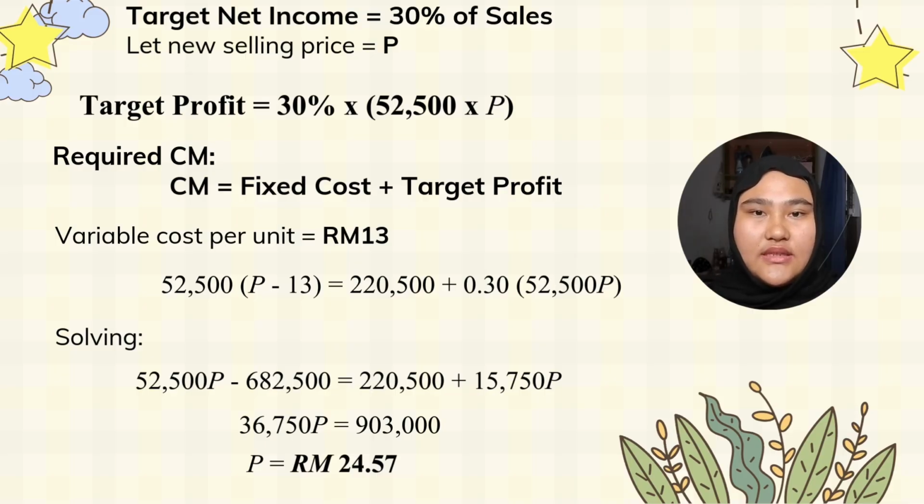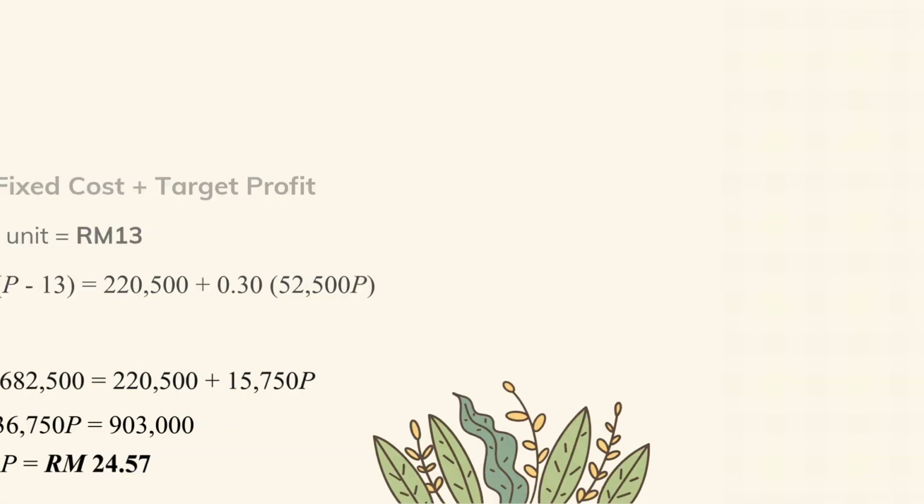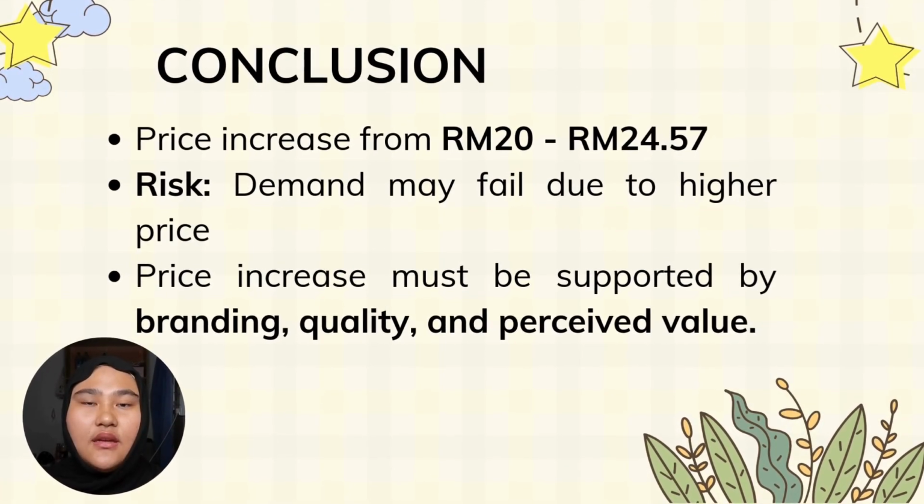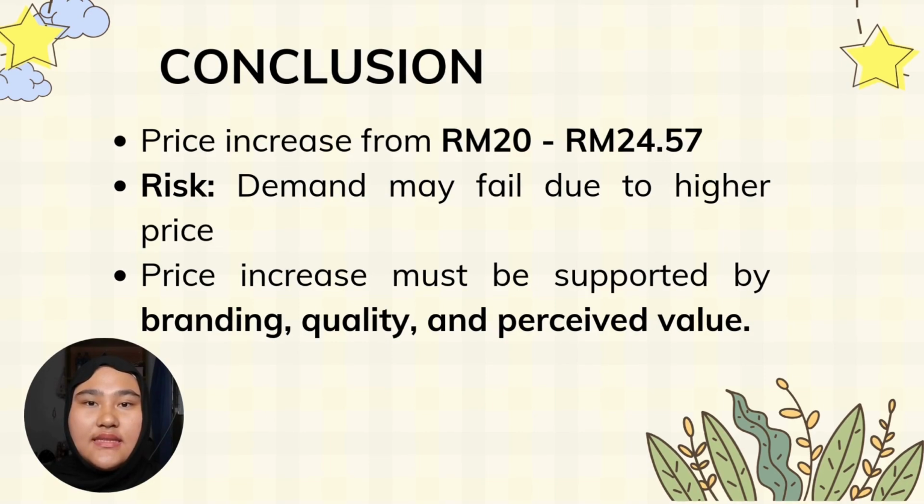After solving the equation, the new selling price is 24 ringgit and 57 cents per unit. This means the price increased from 20 ringgit to 24 ringgit and 57 cents, which is about 23%. This strategy can achieve the profit target, but it may reduce demand if customers are sensitive to price change.